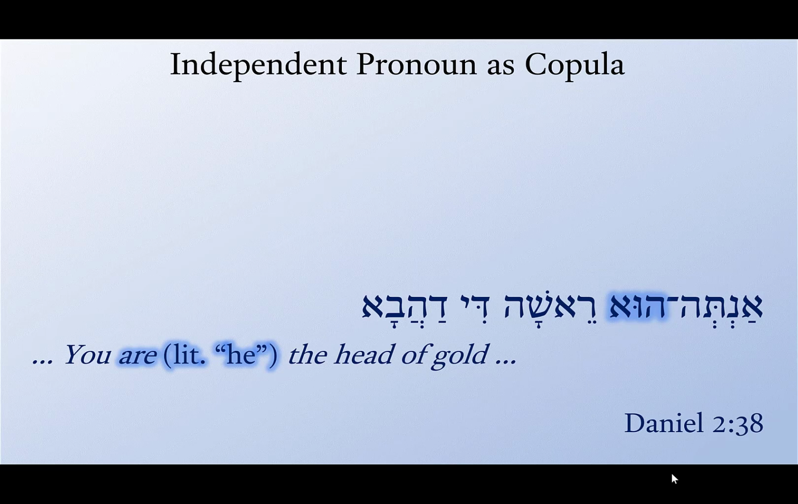So you are what? You're the head of gold, and the "are," the "to be" idea, that's supplied with the independent pronoun. There are several uses of the independent pronoun as a copula where it's next to another independent pronoun. So you notice the "you" right there. So this is talking about Nebuchadnezzar. "You are the head of gold."